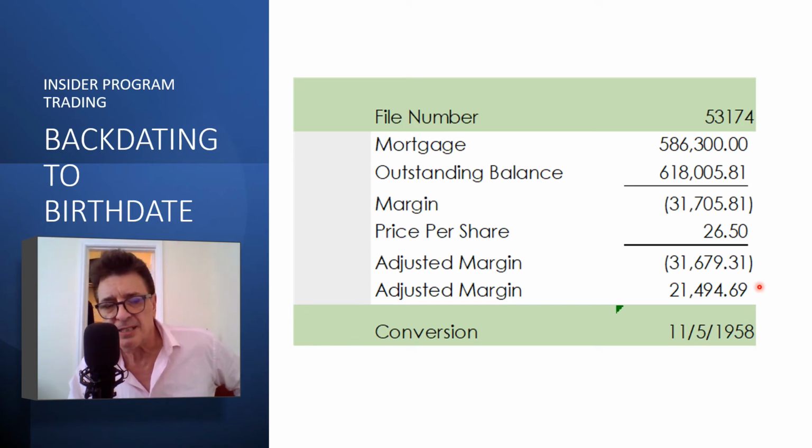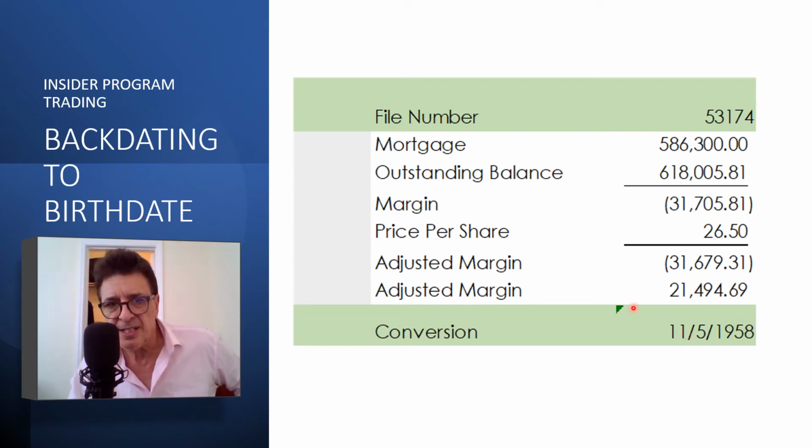What's now standing out and what's unusual about this is that in Microsoft Excel, every formatted date has a numeric equivalent. Every number has an equivalent date. If you convert this 21,494.69 into a date using Microsoft Excel or any servicing platform, you will get a conversion into 11/5/1958, which is the borrower birth date. Is this a coincidence that the file number and the margin adjusted by the per diem equals the borrower birth date? No, it's not. It's a code.